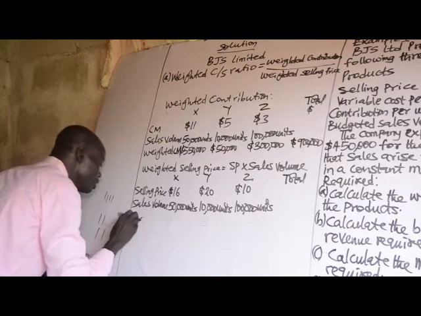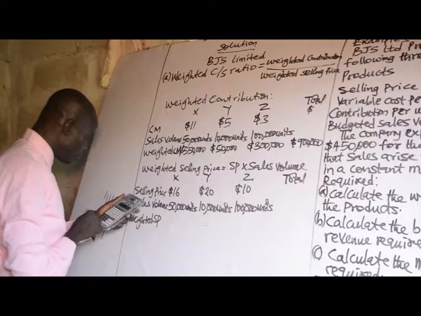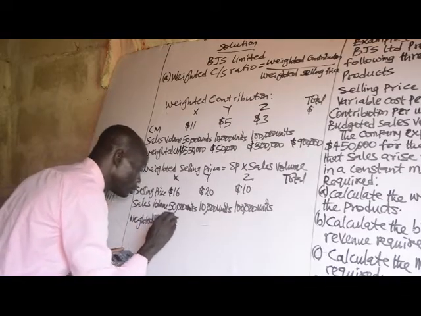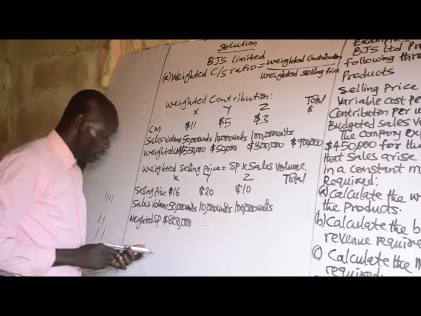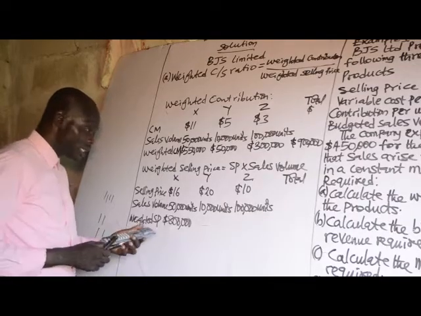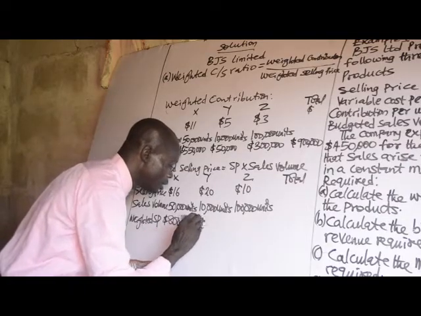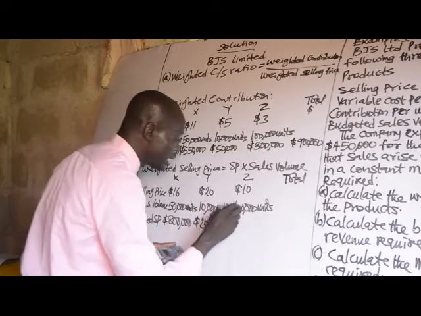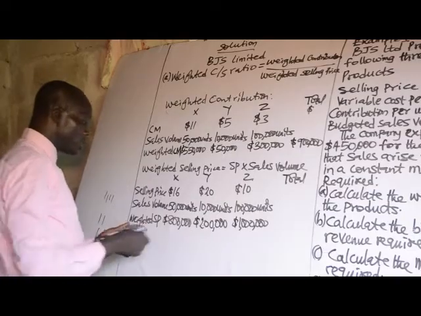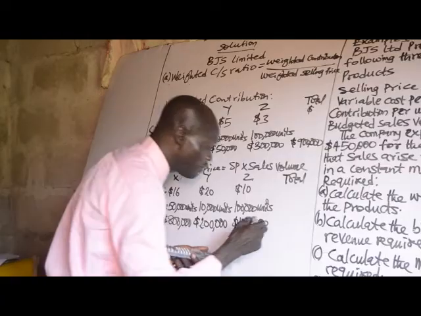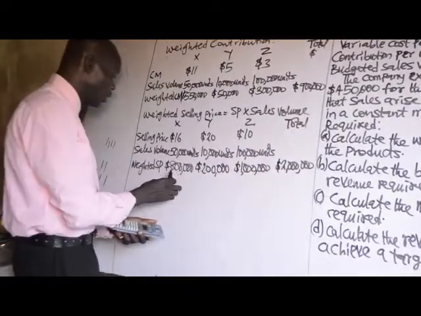Therefore, the weighted selling price: 16 times 50,000 gives us $800,000. I've told you that the weighted selling price will be the same as the total sales revenue where the sales mix is not given. 20 times 10,000 gives us $200,000 for Y. For Z, 10 times 100,000 gives us $1 million. Summing up, 800,000 plus 200,000 is 1 million, plus 1 million. Therefore, the weighted selling price is $2 million, the addition of the three.